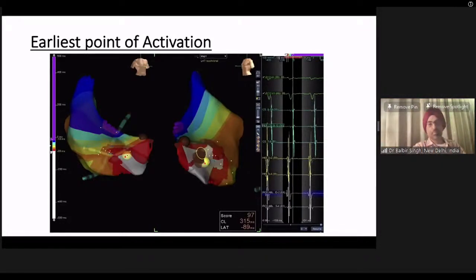So on an average, option A, yes, is 75% and option 2, no, is 24%. In the chat box, we have 4 yeses and 1 no. Right. So it is possible to ablate these pathways, even though they may be situated very close to the His. Now, I will show you. There are certain precautions that you need to take when you ablate these pathways.